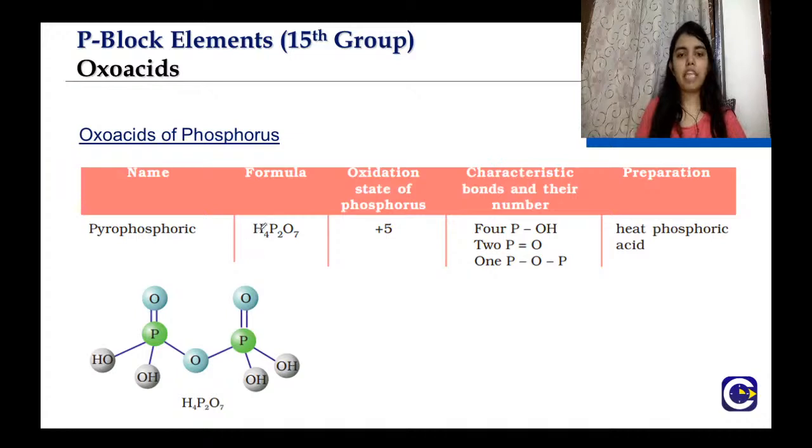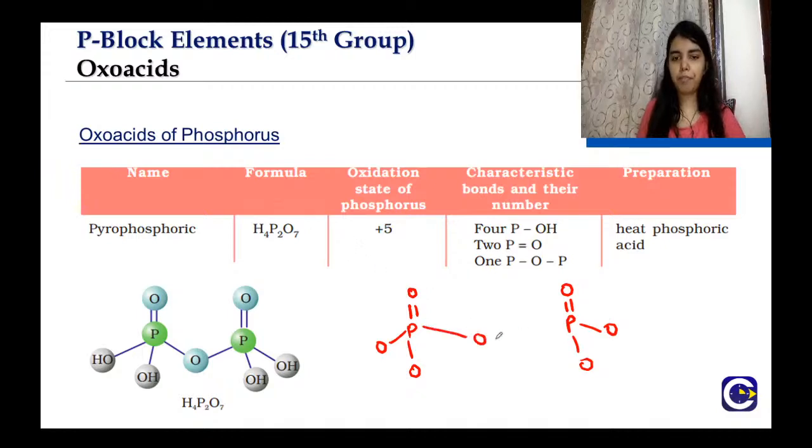Pyrophosphoric acid, if you see, is H4P2O7. Now draw the structure; P, double bond O is present. Symmetrically distribute the oxygen. 1 oxygen here, 1 oxygen here, 1 oxygen here, 1 oxygen here, 1 oxygen here, 1 oxygen here. So 1, 2, 3, 4, 5, 6. Now the 7th oxygen will come in between. Okay, and hydrogen here.